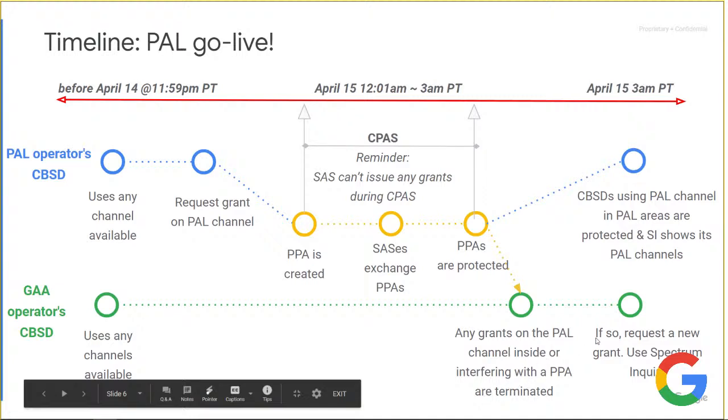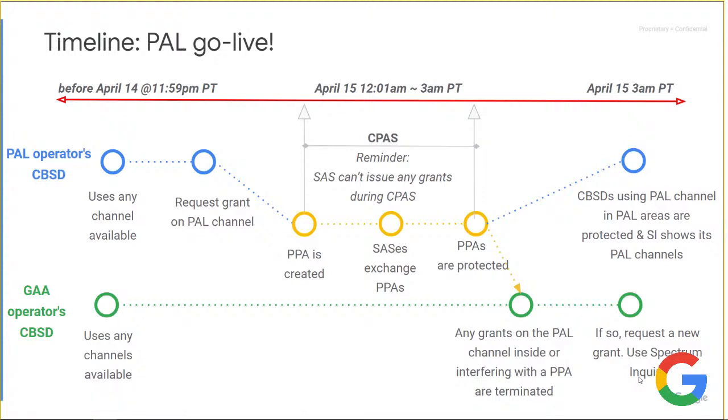And as I talked about before, the GAA operators will have to request a new grant, and they can use spectrum inquiry to help with that. We've got 2 slides on the tools we have to help GAA operators with this scenario. So don't worry, we got you covered. And that's the PAL Go Live timeline.